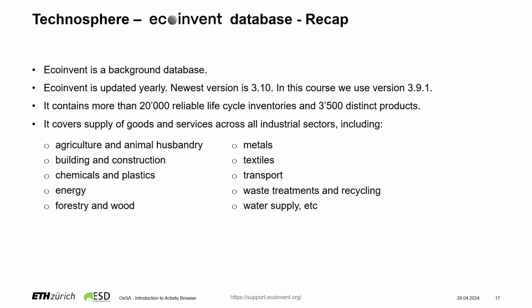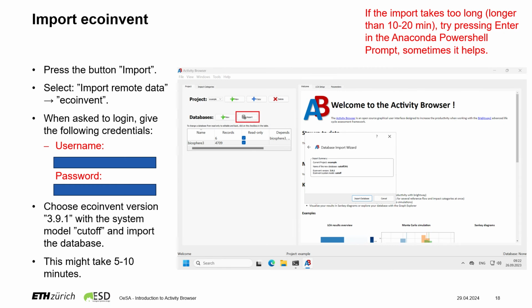Ecoinvent contains more than 20,000 life cycle inventories and more than 3,000 distinct products. It covers supply chains of goods and services across all kinds of industrial sectors, including agriculture, buildings, chemicals, energy, forestry, metals, textiles, transport, waste treatments, water supply, and so on. So it's quite a comprehensive database. The import of Ecoinvent takes a bit of time as well, 5 to 10 minutes maybe. So let's start importing now.